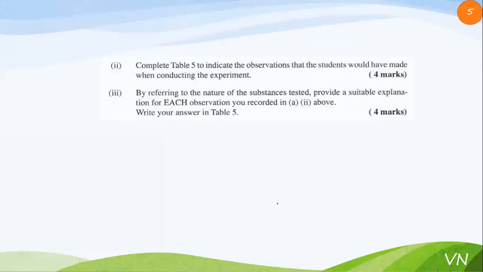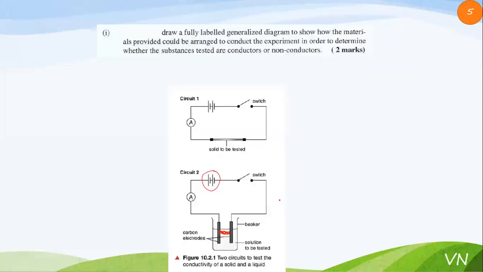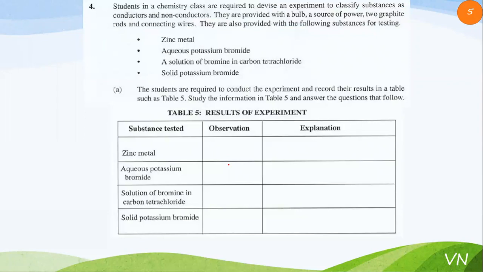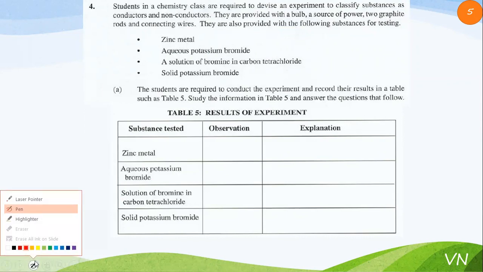Part 2 and part 3 ask us to complete the table. One time they're asking to write in what should be the observation, and another time they're asking you to give an explanation for the observation. So let's just go back to the table. And remember, that's what we have in this circuit here. We have a bulb and we have battery, wires, right? So more likely you're saying that if bulb is going to light or bulb does not light. So zinc metal. Let's go through all the observations and then we talk about the explanation at last.